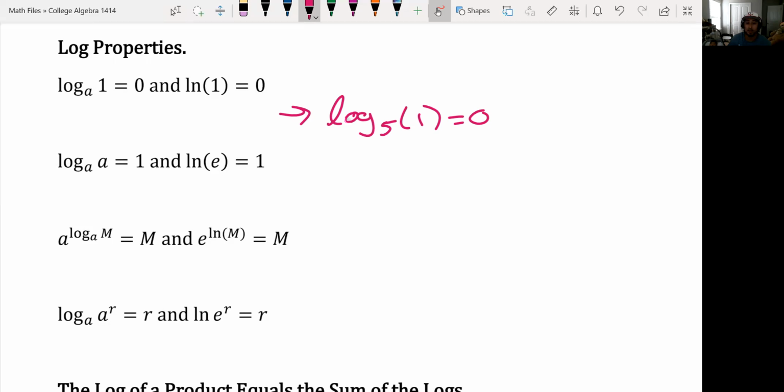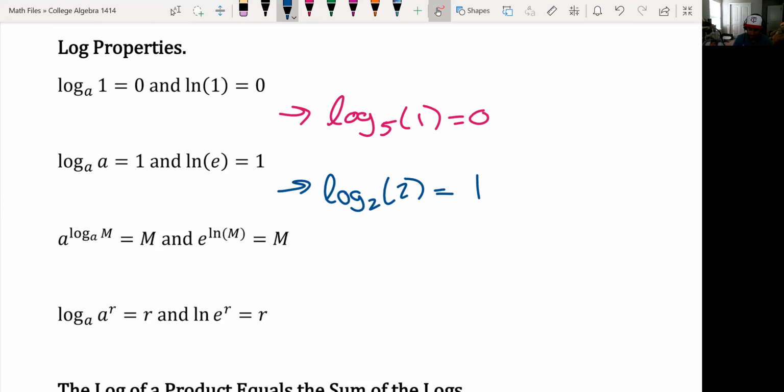Okay, and then next one, log base a of a is equal to 1. So if the base of the log is the same as the number you're taking the log of, then they will cancel and leave you with 1. Same goes for the natural log of e. The natural log of e is 1 because the base of the natural log is also e. So, good example of that. Let's say you had log base 2 of 2. These would cancel and give you 1.